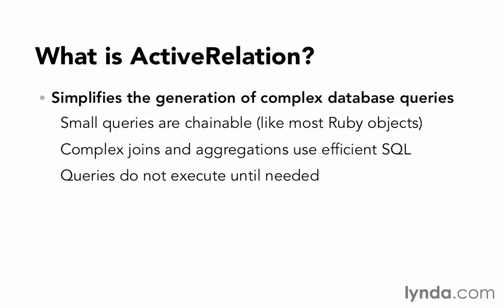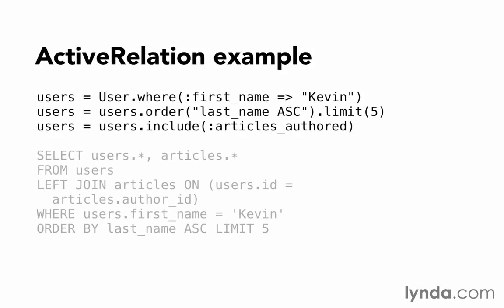Let me give you an example to show how simple it is to construct queries using active relation. We'll talk more about the query syntax later in this chapter, but this will at least give you a taste for it. First, I'm going to find all users where the first name is equal to Kevin. In the second line, I'm going to add to that query. I'm going to say that the query should also be ordered by the last name and the results should be limited to just 5. Then in the third line, I'm going to include the articles that were authored by this user in those search returns.